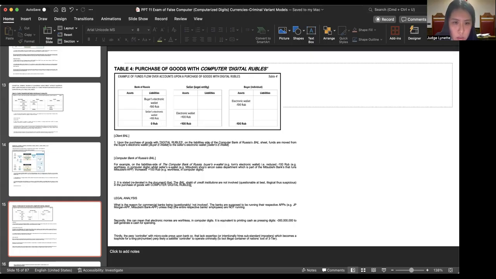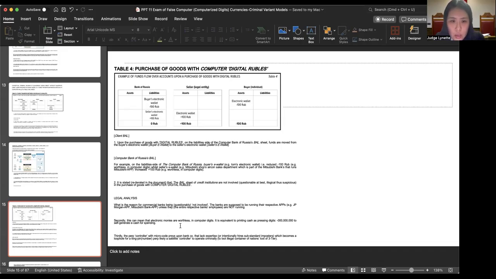It is stated or reiterated that the balance sheets of credit institutions are not involved in the purchase of goods with computer jewelry. So the legal analysis is, what is the reason for commercial banks being not involved? The banks are supposed to be running their respective apps. So this just means that the apps, for example, for JP Morgan and the apps for Mitsubishi Bank are not run by either bank. So that is the reason why commercial banks are being questionably not involved.